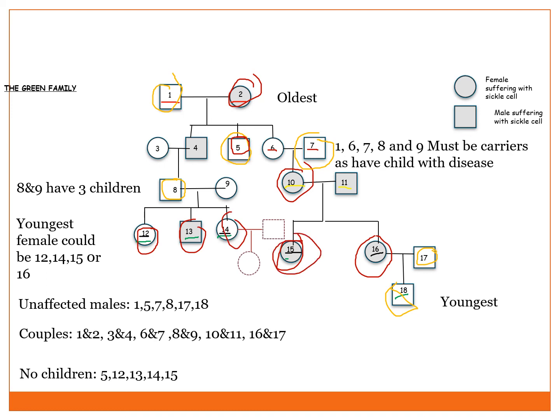And then the other question says add the girl and the husband of 14 to the chart. So that would be a husband because it's a square, and a girl would be a circle. And then 8 and 9 have 3 children would be the answer. So 1, 2, 3. So well done if you managed to get all of that worksheet correct. If you didn't, then make sure you understand where you've gone wrong.